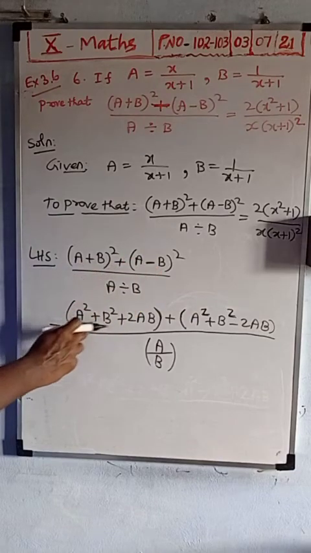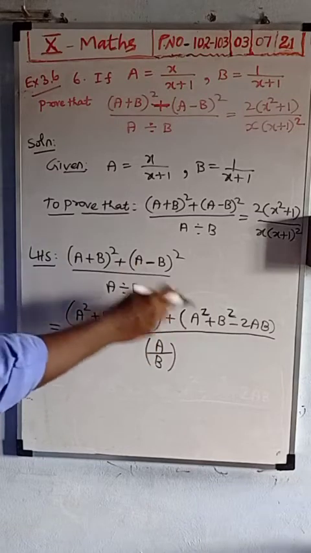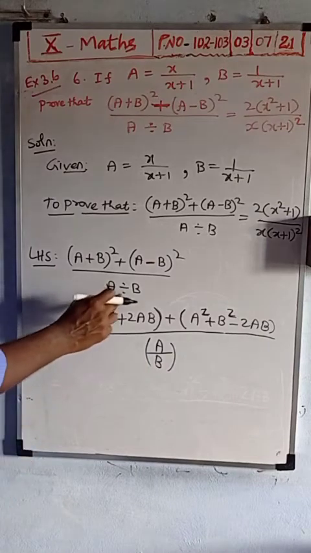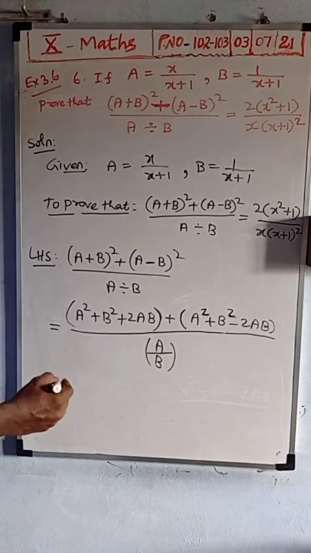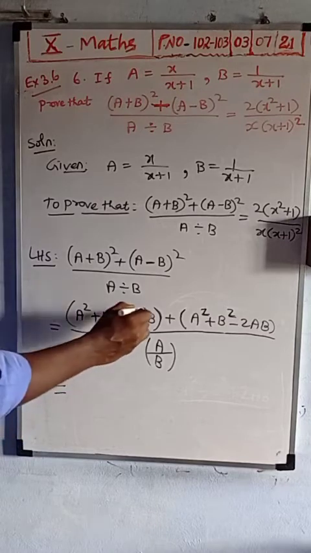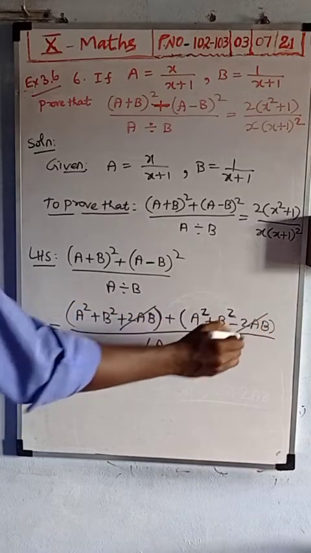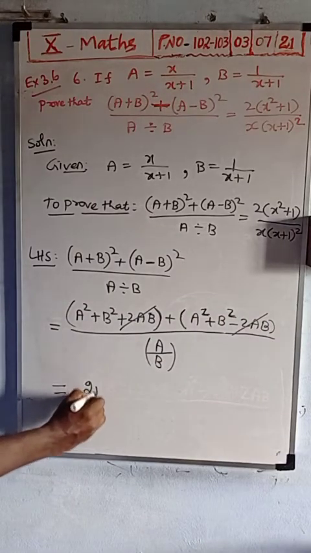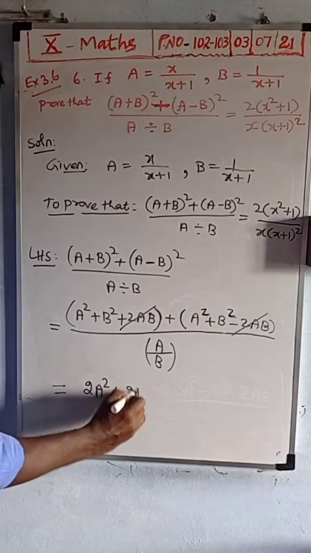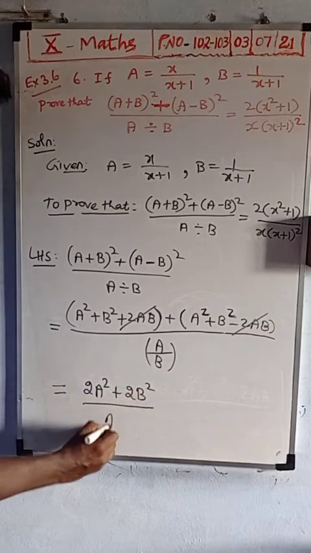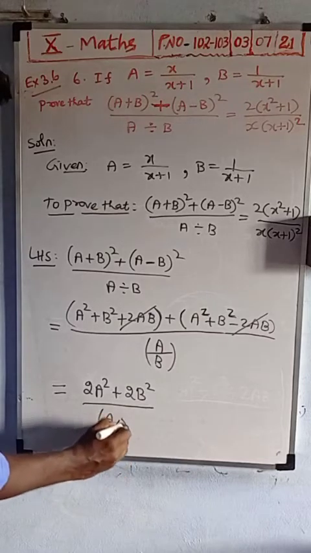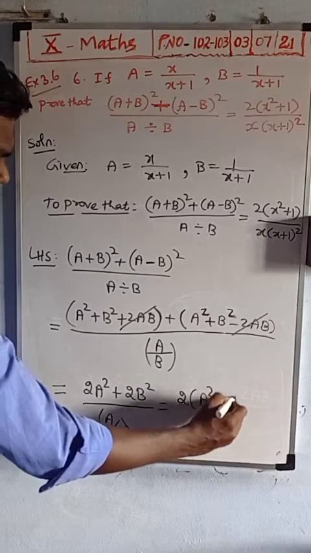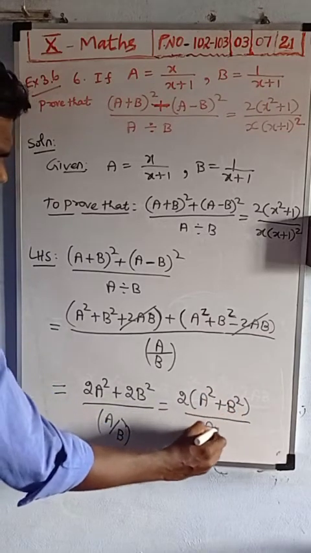So a plus b whole square means a square plus b square plus 2ab, plus a minus b whole square means a square plus b square minus 2ab, divided by a divided by b. A divided by b you change into fraction form, a by b. Now in the numerator, you see what will be cancelled? Plus 2ab minus 2ab will get cancelled. That means how many a squares are there? 2a squared plus 2b squared, that's all, divided by a by b. Then in the numerator 2 is common, taking 2 outside, a squared plus b squared divided by a by b.